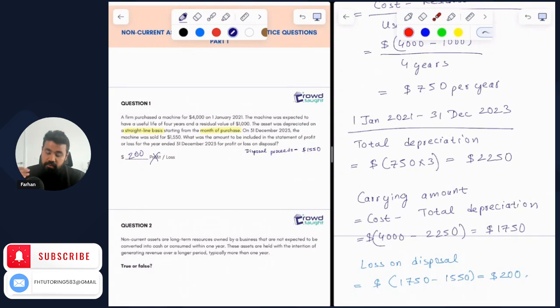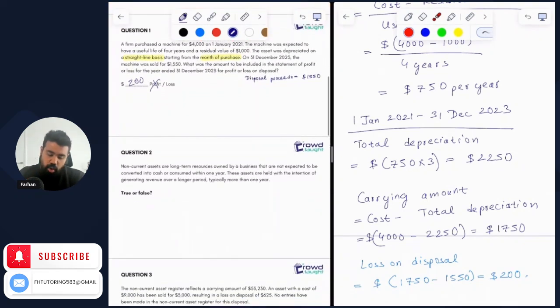All right, if you are clear, let's move to the second question now. The second question, which you can see here, is a statement. Non-current assets are long-term resources owned by a business that are not expected to be converted into cash or consumed within 1 year.